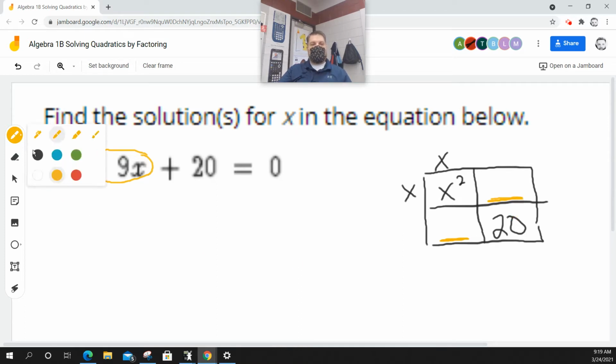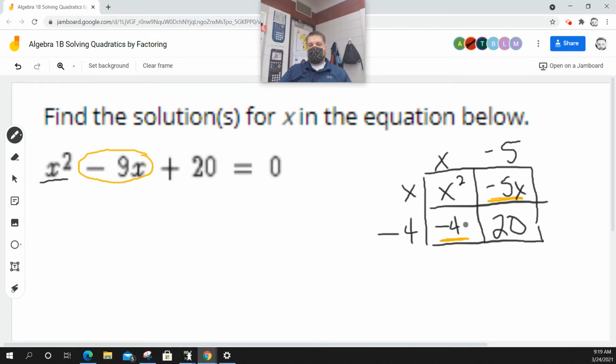So it's going to be negative 4 and negative 5, right? So negative 4 times negative 5 equals positive 20. But negative 5 times x is negative 5x, and x times negative 4 is negative 4x. So negative 4 plus negative 5 does equal negative 9. So I've already factored this one, and I get x minus 4 times x minus 5.